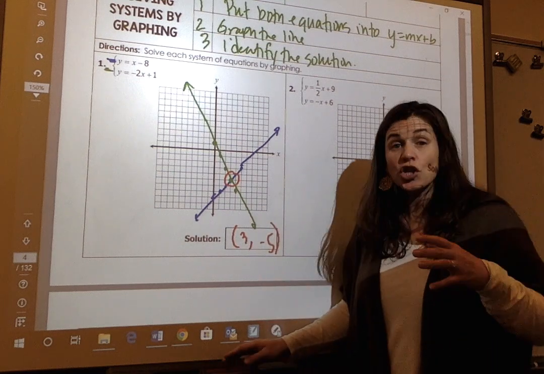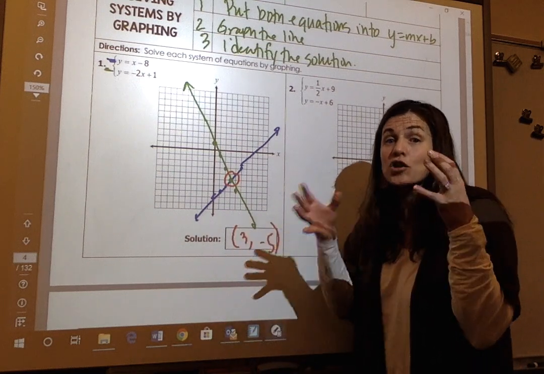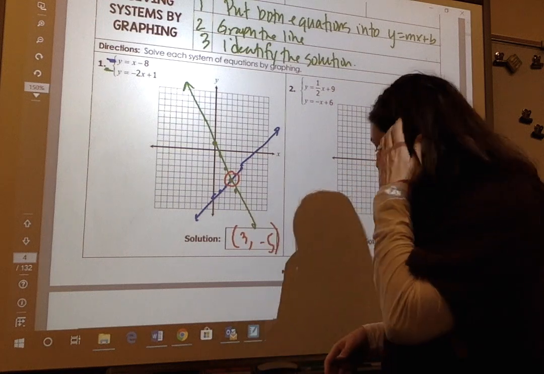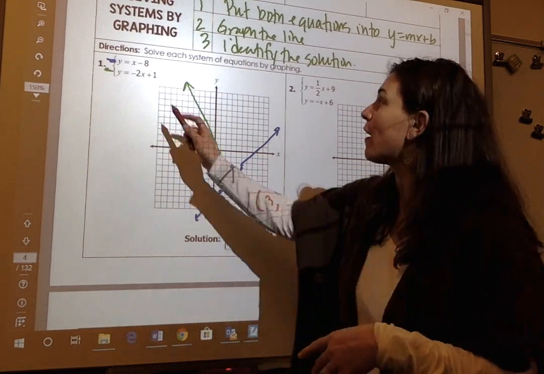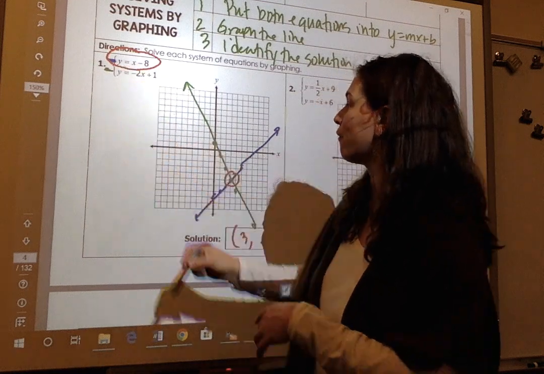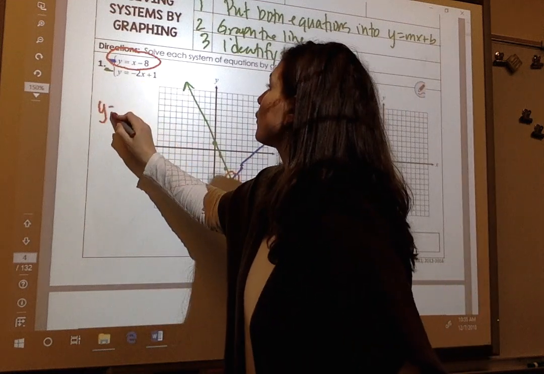Okay? And if I want to check my answer, so that's graphically. Algebraically, what that looks like when you have one solution is that this (3, -5), if I plug in 3 and -5 for here, so notice, here's my first equation.